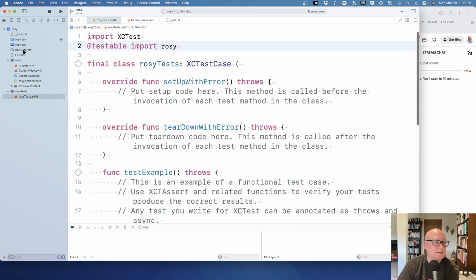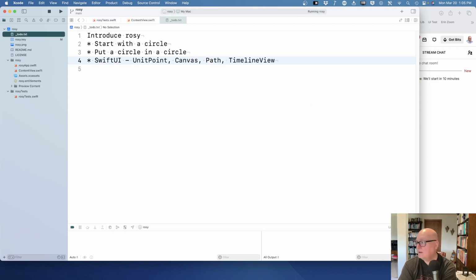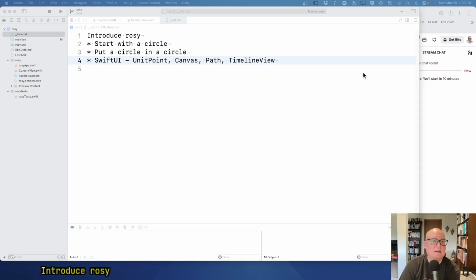Let me get my to-do list out here. And is that showing up? It is not. Okay. So Rosie, we're going to try and start with a circle. Then we'll put a circle in the circle. And then I bounced around a little bit looking for SwiftUI things that looked useful.